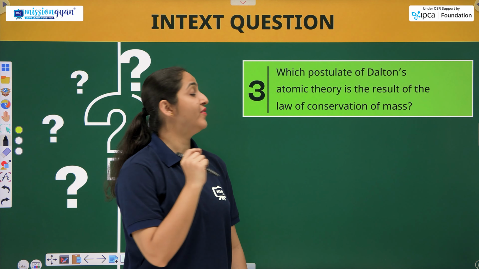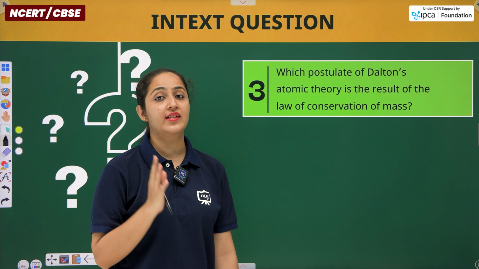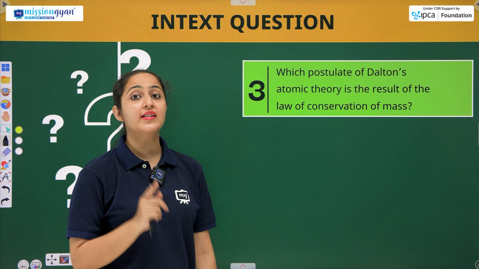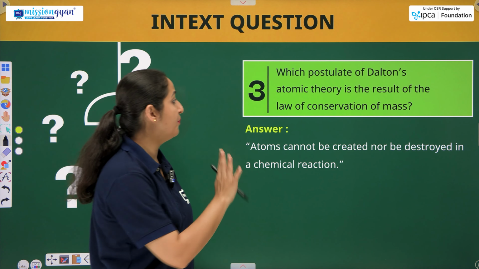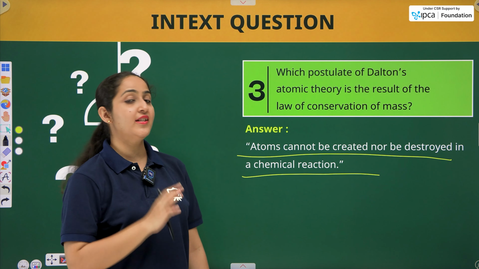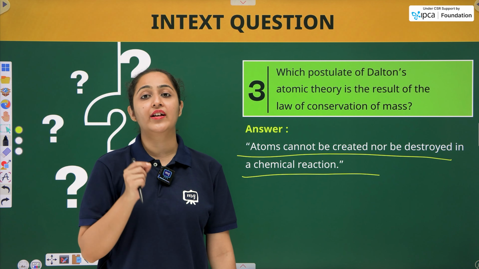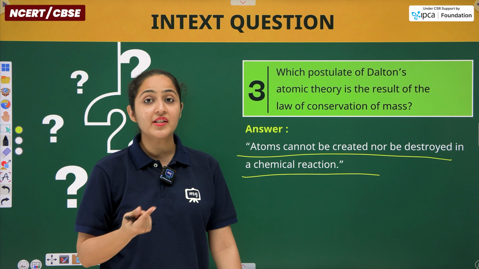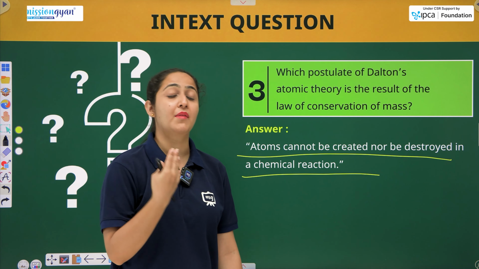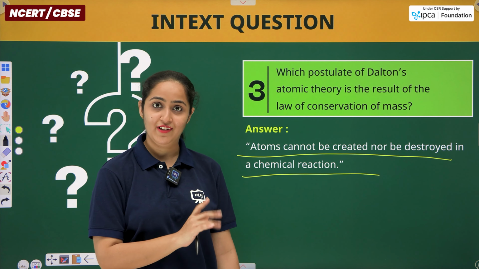Which postulate of Dalton's atomic theory is the result of the law of conservation of mass? So students, there is one postulate which will prove it. Atoms cannot be destroyed or created in a chemical reaction. So it is directly the result of law of conservation of mass. Because if atoms cannot be created or destroyed, that means mass also can neither be created nor be destroyed, right?